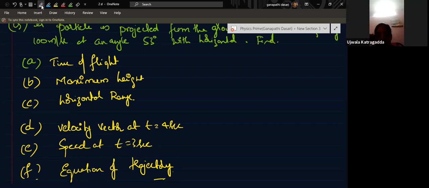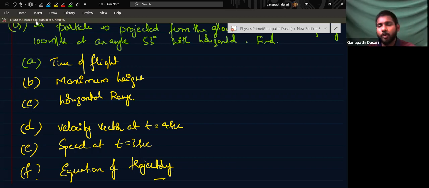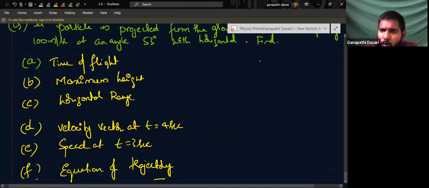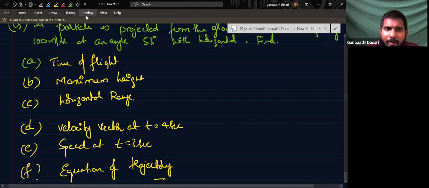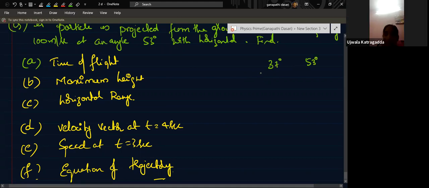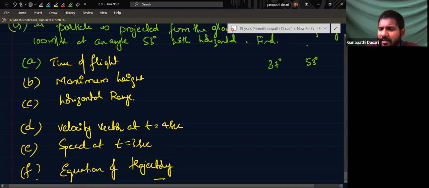Sine 53 is 3 by 5, sir. What? Sine 53, you have to remember. There are two values in physics that are useful if you have studied trigonometry. One is 37 degrees and the other is 53 degrees. Sine is an increasing function. One will be 3 by 5 and the other will be 4 by 5. So sine 37 will be 3 by 5.